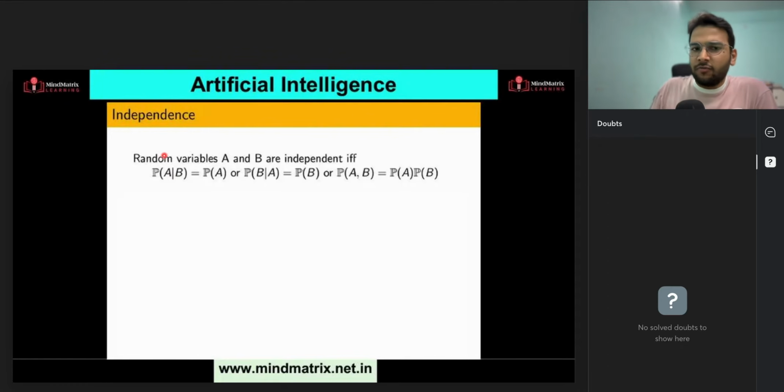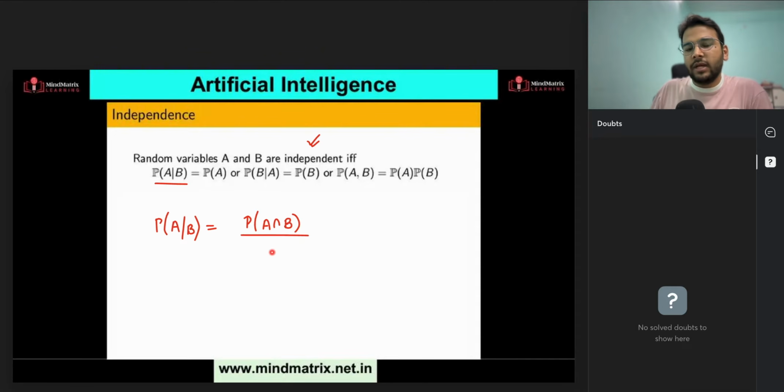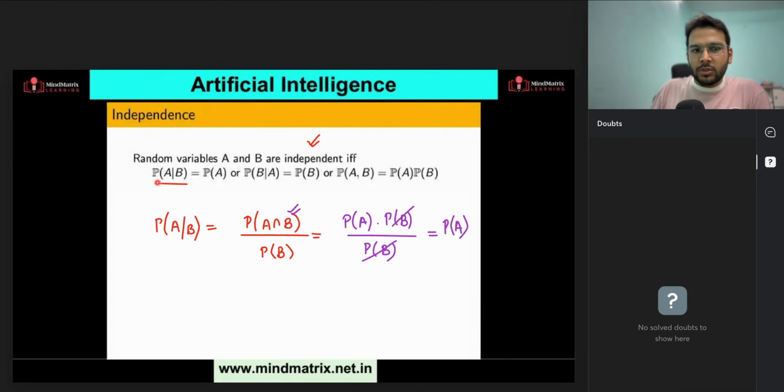So what is independence? We know this: random variables A and B are independent if and only if... So you know this, right? If I'm writing P of A given B, and if I say A and B are independent, you know that it is equal to the conditional probability P of A intersection B divided by P of B. And if they are independent, this term will be equal to P of A and P of B divided by P of B. So this will cancel out and finally you are going to get P of A. So this is what you are getting.